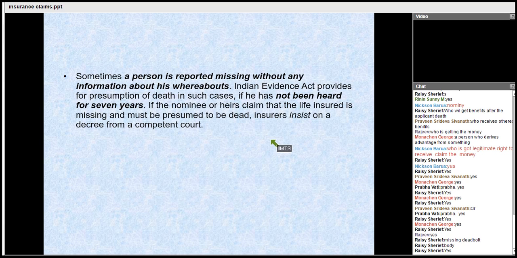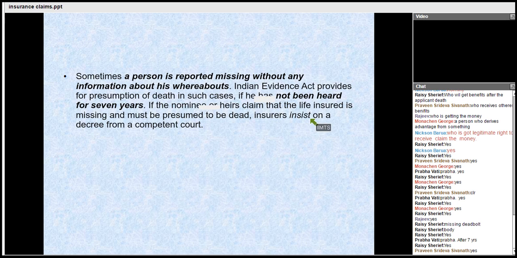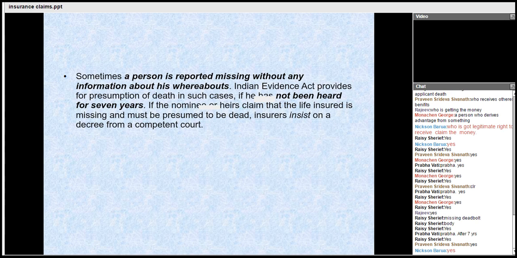Fine. Are you able to follow what I am teaching you now? Is it clear? See, the accidents and disability. If the nominee or heirs claim that the life insured is missing and must be presumed to be dead, they must show that all the eligibility conditions are fulfilled and that the exclusions do not apply. So if it has been 7 years and someone goes missing, and the accident must be caused by external violent means, not self-inflicted.